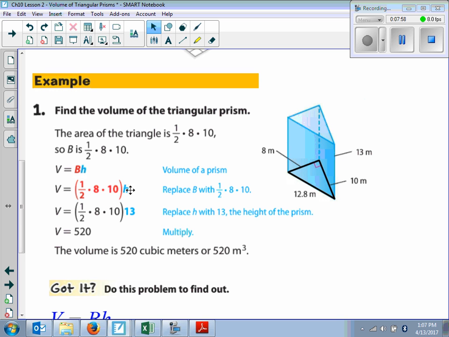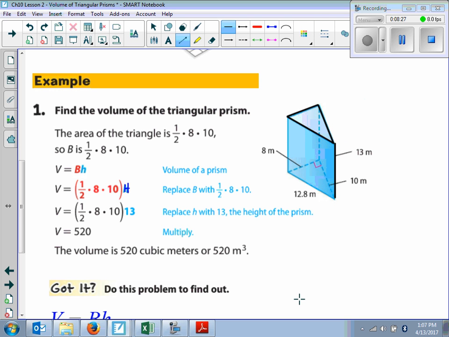Now, this height is the height of the prism, right? And that's the one that we want to make a capital H. So that's the height of the prism. And that height goes from base to base. So which number tells me base to base? 13. Does everybody see that? So this right there is the height of the prism. You got it? And that's where they got that 13. And then they simplified to get 520 meters cubed. Got it?